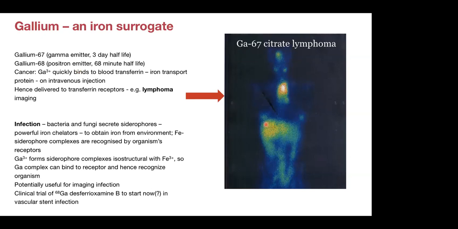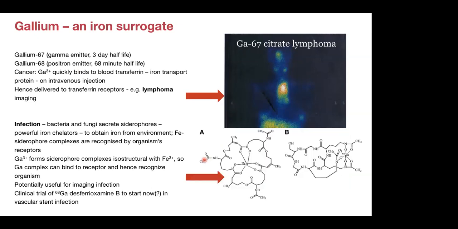Another application which is emerging, this is not an old application, it's a new one, is imaging infection, imaging the actual presence of bacteria and fungus. And that's because these organisms need iron just like we do, and to get it in low iron environments, they secrete chelating agents called siderophores, which have a very, very high affinity for iron. They can capture the iron, and the complex is then recognized by a receptor on the organism's surface and internalized. Well, gallium is very similar in its structural coordination chemistry to iron.